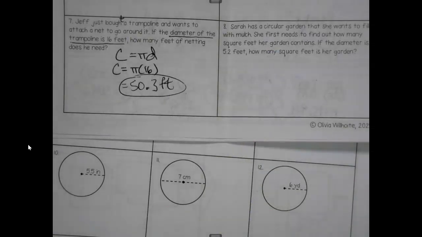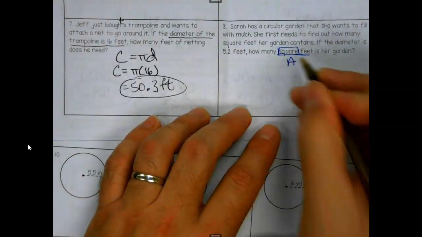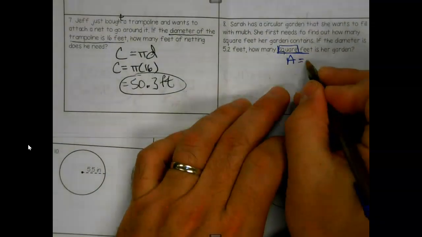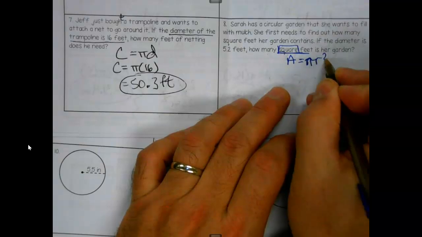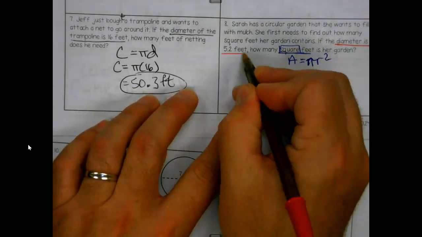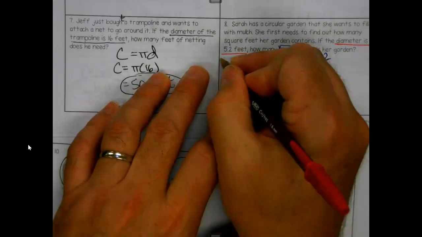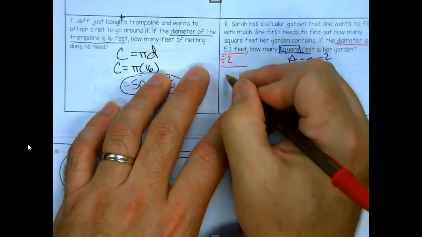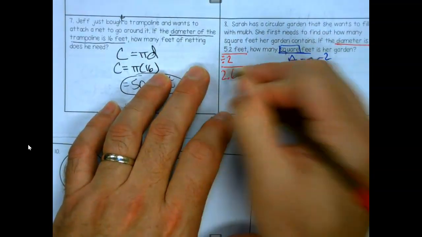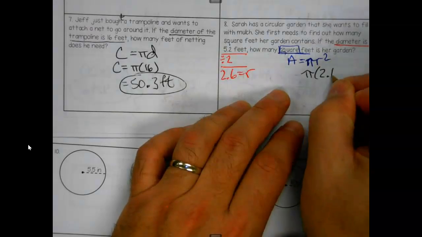She needs to find out how many square feet her garden contains if the diameter is 5.2 feet. How many, oh, there's the key word. Square feet, okay, is her garden. We're going to be looking for area. But to do that, ooh, we need pi r squared. But we were given the diameter, whoa. How are we going to find the radius to get started? Okay. If we divide that diameter by 2, that's going to be my radius. So just a little twist there, not a big one.